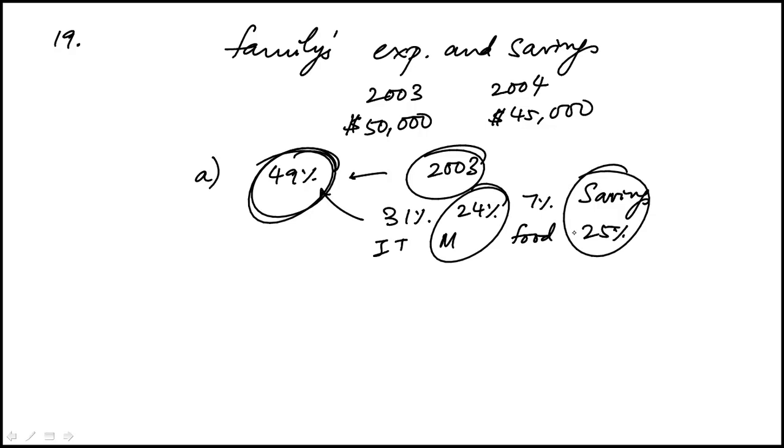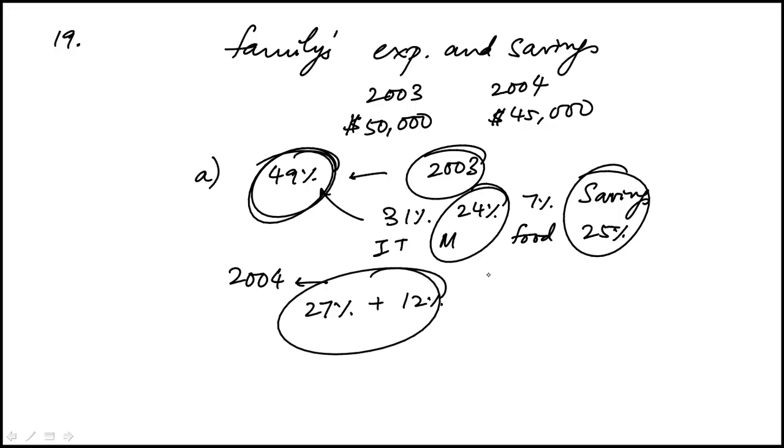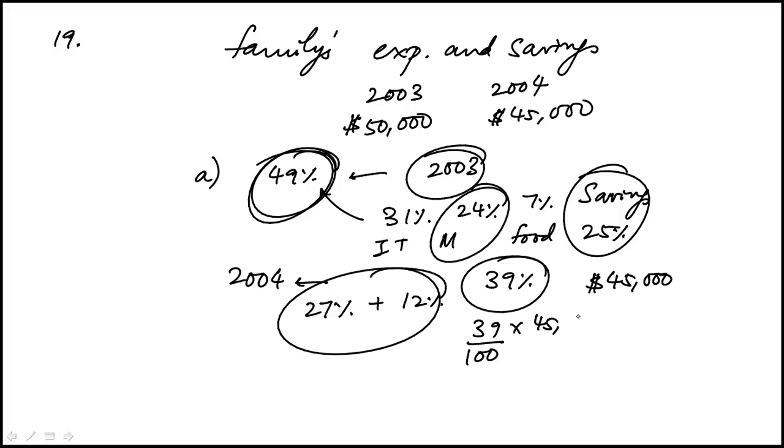And then the question is asking, what was the total amount of the family's income used for those same categories in 2004? So in 2004, the mortgage, insurance, property taxes were 27% of the family's total income, and the savings were 12%. So they add up to 39%, and I need to find 39% of the family's gross annual income in 2004, which is $45,000. So I need to compute 39 over 100 times 45,000.